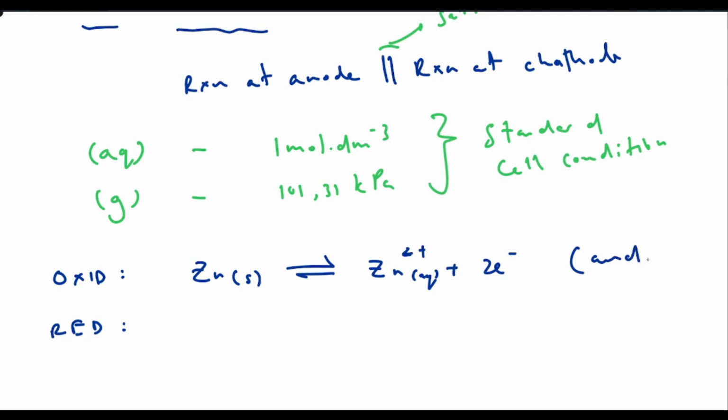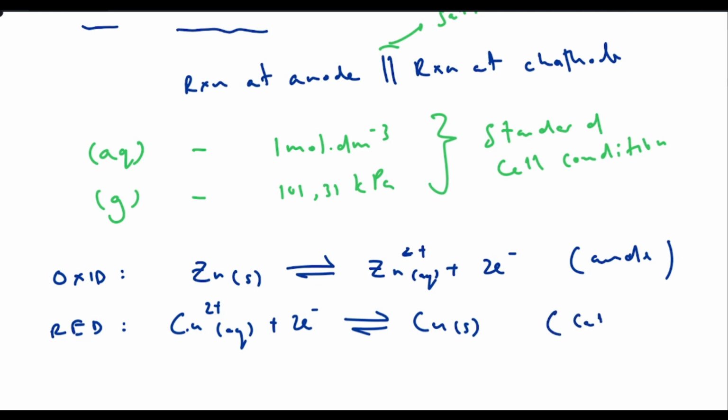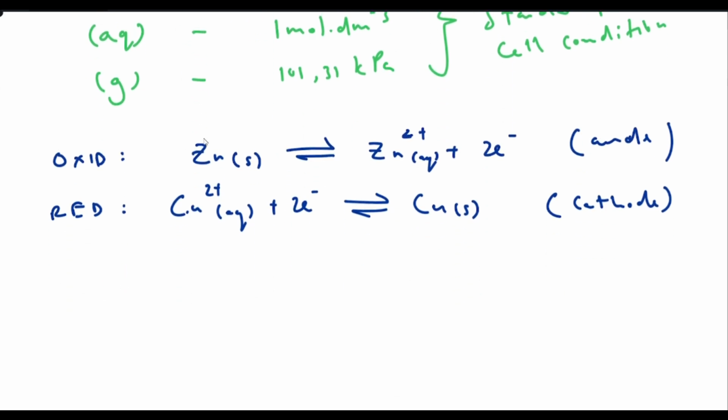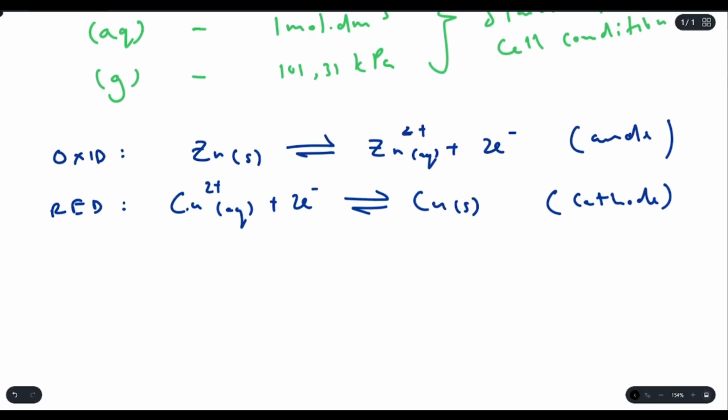So this is the reaction that takes place at the anode. And the reduction half reaction would be Cu2+ aqueous plus 2 electrons. That gives me Cu solid. That's the reaction that takes place at the cathode. So for this reaction, let's write down the cell notation.